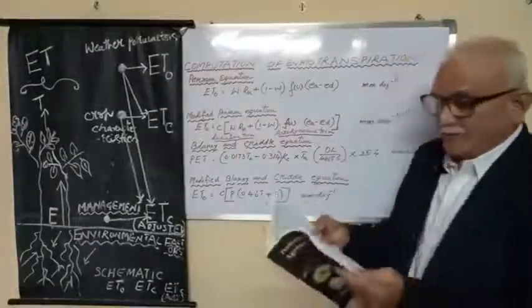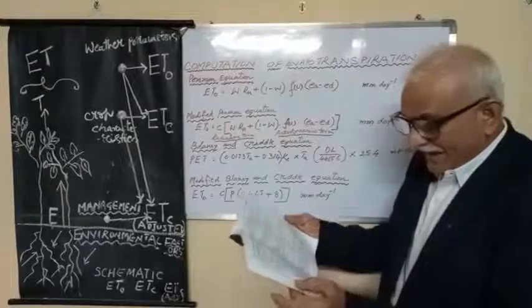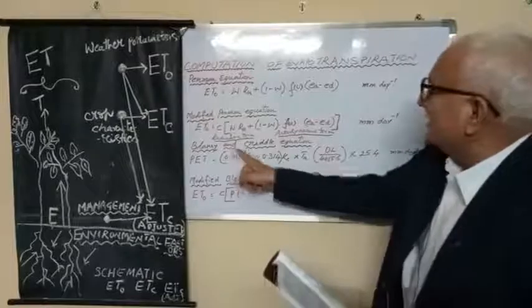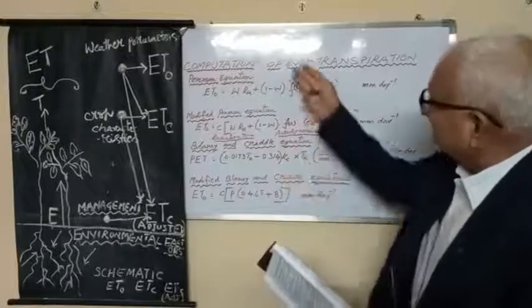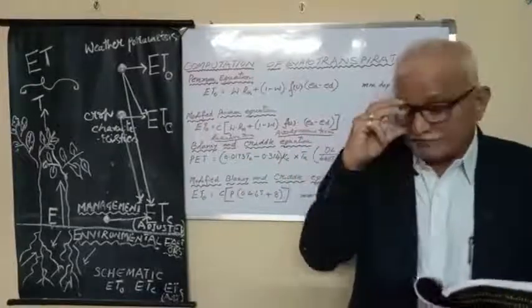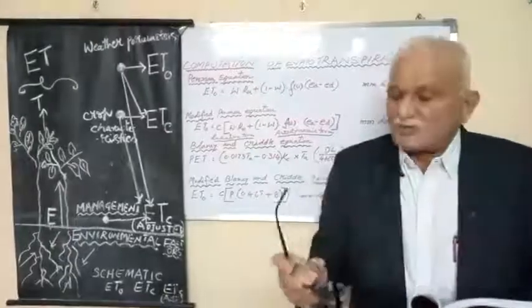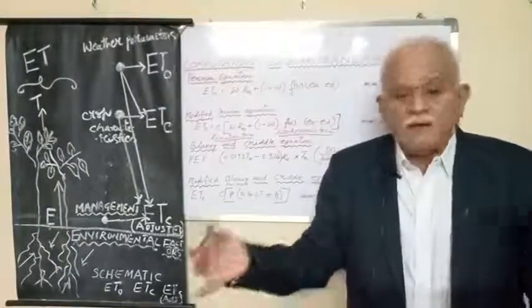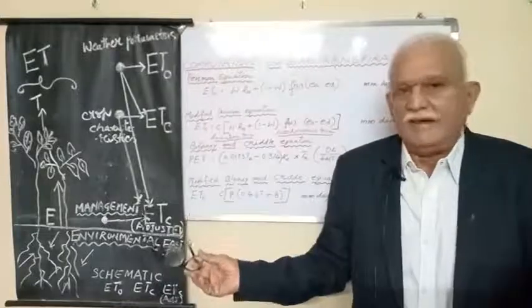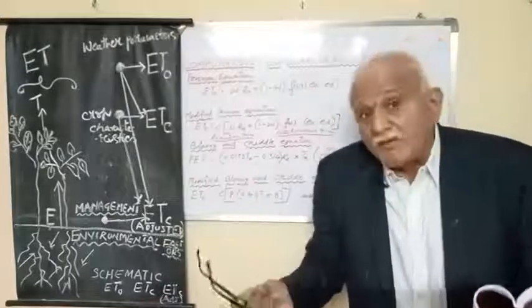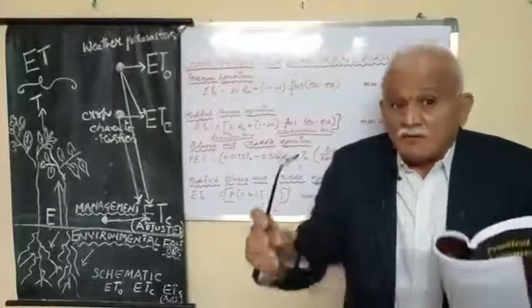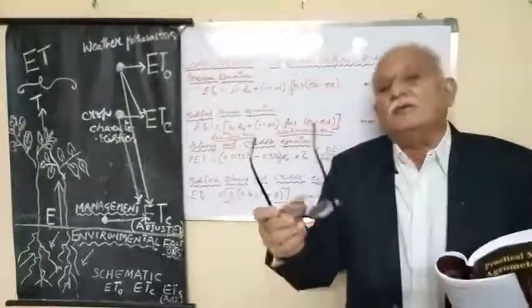Now let us go to what is the Blaney and Criddle method, and what is the modified Blaney and Criddle method. First is the Blaney and Criddle equation. First, please understand three terms: concept, equation, and method. Concepts are of Penman and then Blaney and Criddle. Then they developed the equations. They have not proposed, they developed. From a developed equation, we have to determine or calculate.